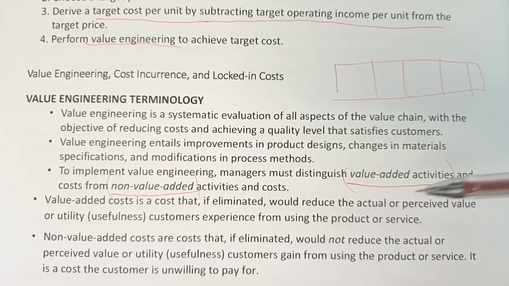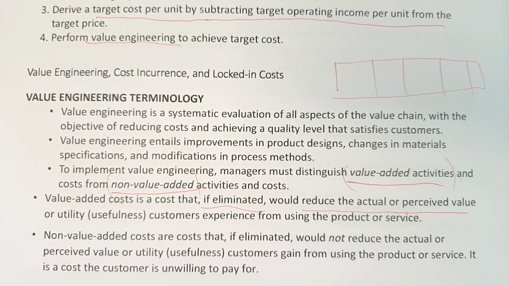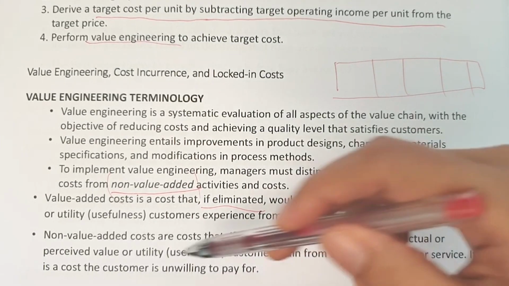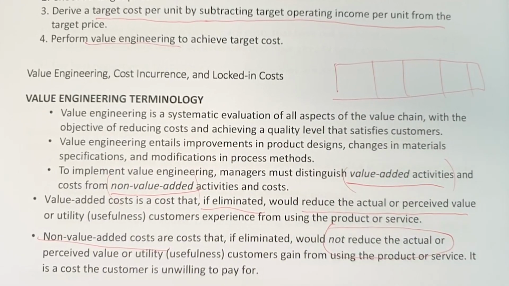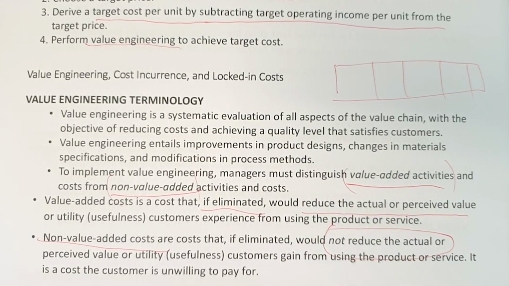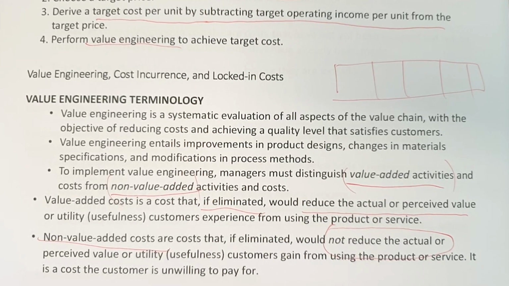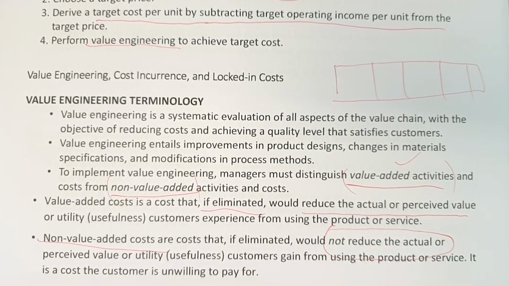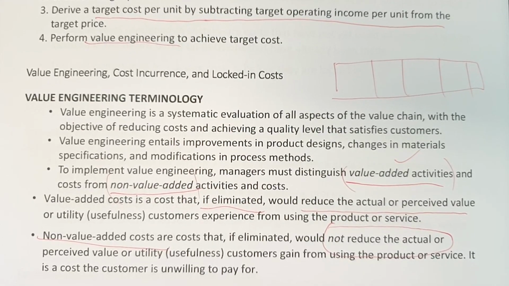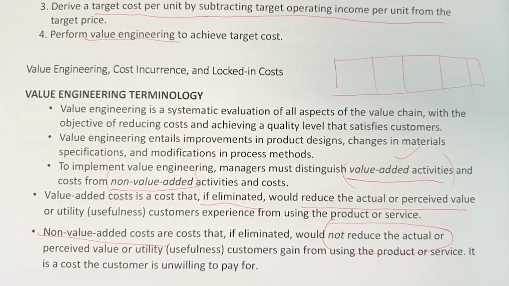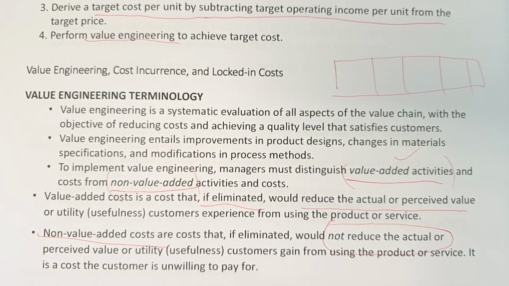Value-added cost is a cost that, if eliminated, will reduce the actual or perceived value or utility of the customer's experience from using the product. Non-value-added costs are costs that, if eliminated, will not affect the utility or the usefulness of the product. So that's why managers have to identify which activities are value added and which are non-value added, and non-value-added activities must be deleted from the process in order to reduce costs as well as to improve the perceived value of that particular product basically.